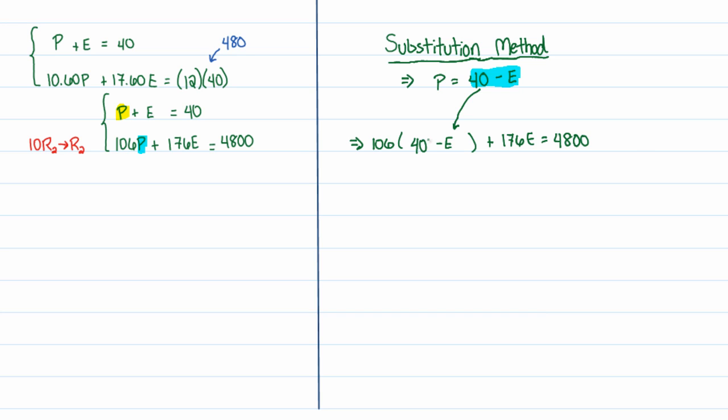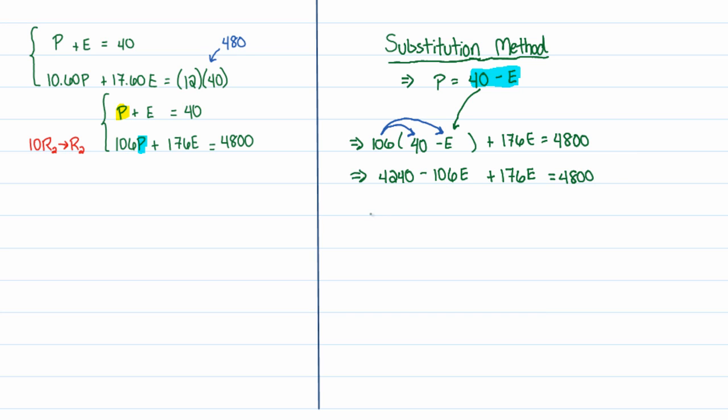And from this point forward, this is just solving a linear equation in one variable, right? Because this is just a single equation and I only have one variable, e. So at this point, I will distribute that 106 to each of these numbers, or each of these objects, I should say. 106 times 40 is 4240 minus 106e plus 176e is equal to 4800.